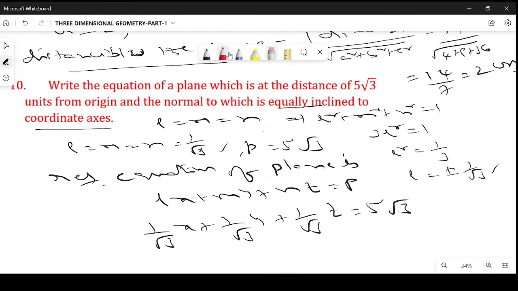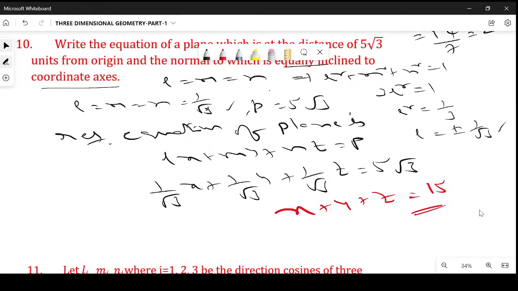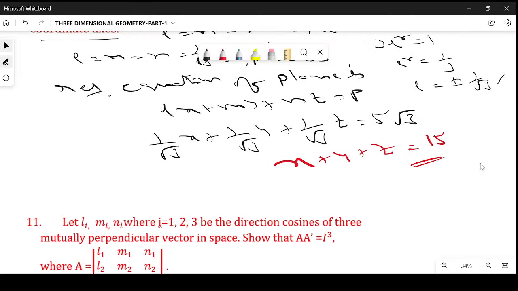You can consider now the final answer. I can write x plus y plus z equal to 5 root 3 into 3, it will be 15, right? x plus y plus z is equal to 15. That will be your answer. That's the required equation of the plane at a distance 5 root 3 units from origin and the normal to which is equally inclined to coordinate axes. The simple one. Try to understand the concept.